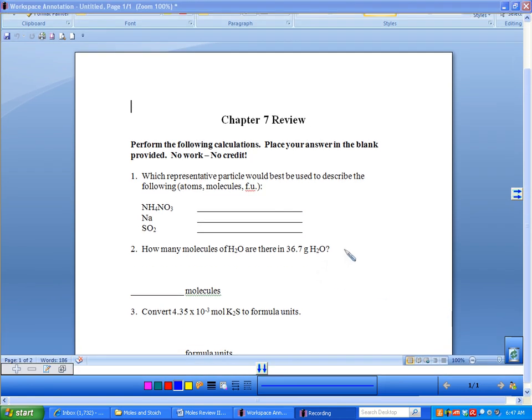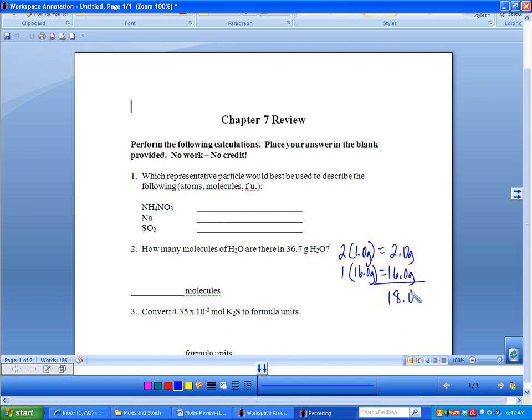So I'm going to come down here and say, well, hydrogen, I have 2 atoms of hydrogen. Each of them has a mass of 1.0 grams. So there's 2 grams there. I have 1 atom of oxygen, and on the periodic table it's 15.999, so I'm going to round up to 16. So water has a gram formula mass, or a molar mass, of 18.0 grams.